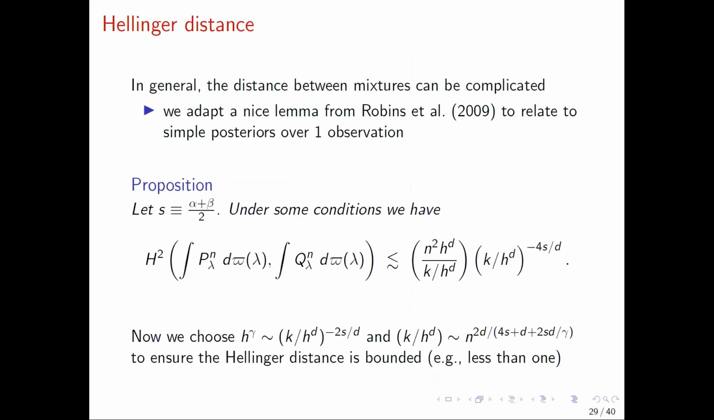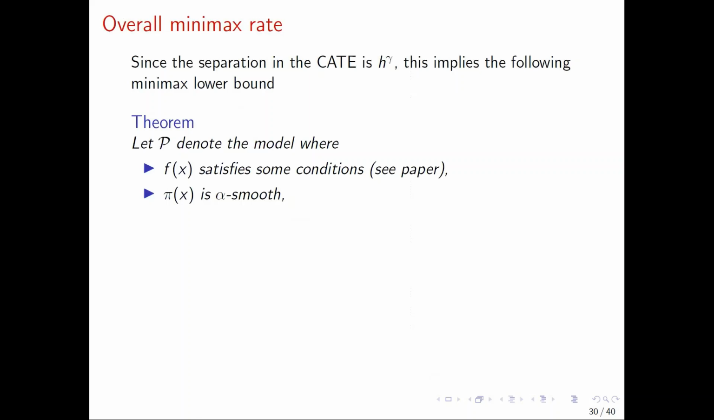Okay, so in the last couple of minutes, I'm just going to give you the main result. After you come up with this construction, you just have to carefully control the size of these bumps, and you have to bound the distance between these distributions to ensure that it's small enough. And then you get this minimax rate from that lemma from Tsybakov.